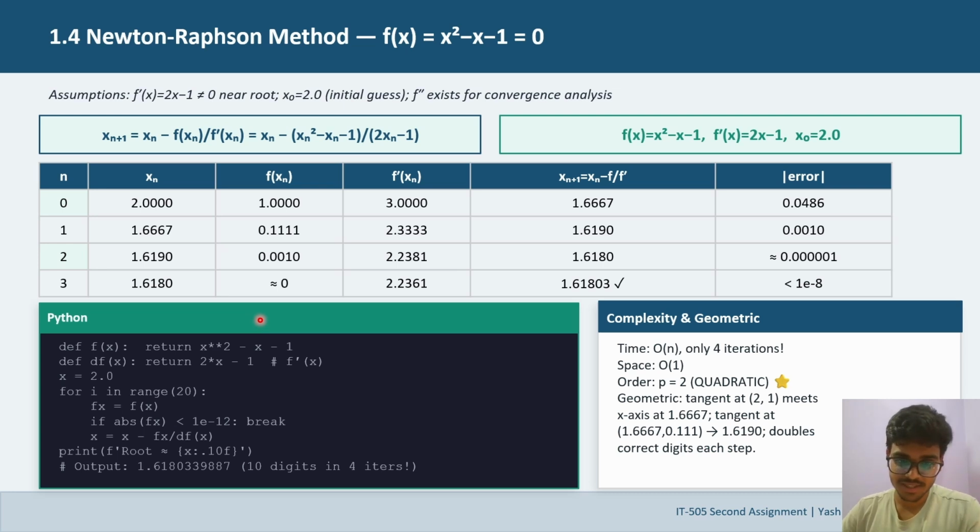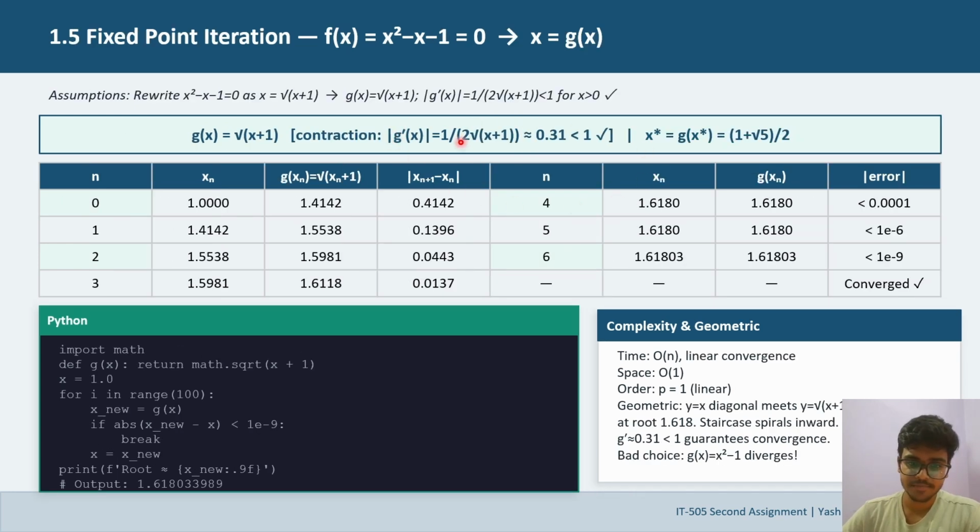Okay, so 1.61803398887, done in 4 iterations. This is quadratic convergence in action. The number of correct decimal digits literally doubles each step, from 1 to 2 to 4 to 8. The time complexity is O of n, just 4 iterations. Space complexity is O of 1, order p equals 2, and it is quadratic, the fastest among all these methods.